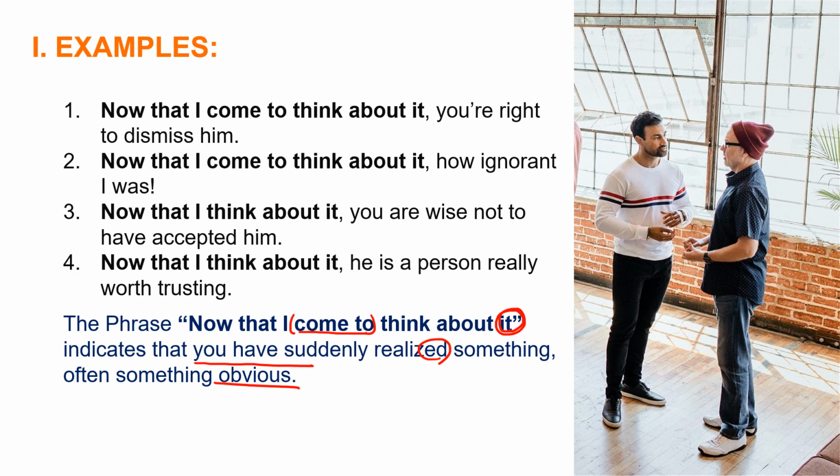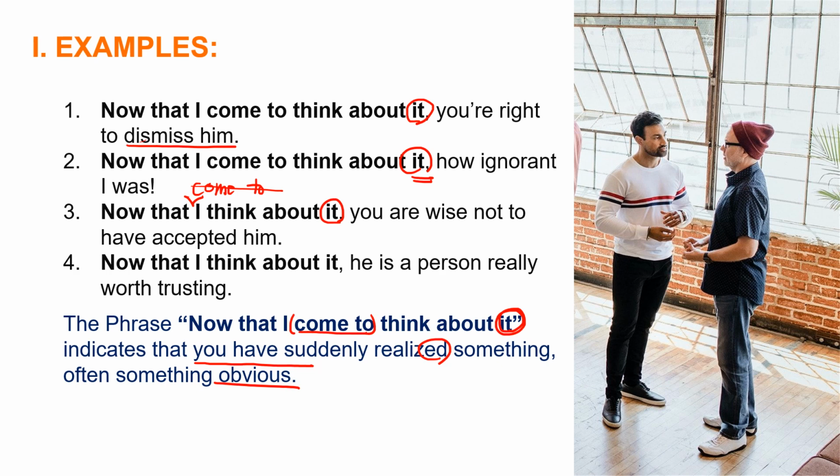Now that I come to think about it, you're right to dismiss him. It is about dismissing him. So now that I come to think about it, you're right to dismiss him. Now that I come to think about it, how ignorant I was. I said something, how ignorant I was. Now that I come to think about it, now that I think about it. So here you can put "come to" if you want, or this can be omitted. Now that I think about it, you're wise not to have accepted him. Now that I think about it, he's a person really worth trusting.